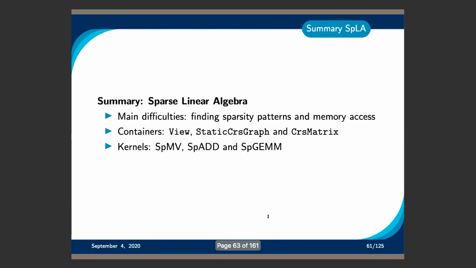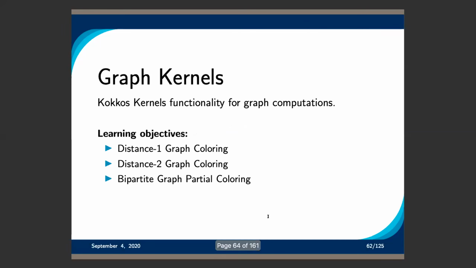Okay, and that's what I wanted to talk about for sparse linear algebra. So I'm going to summarize my section. The main difficulties of sparse linear algebra kernels are finding sparsity patterns and memory accesses related to sparse data structures. The containers we use to implement and support sparse linear algebra are views, static CRS graphs, and CRS matrices. And finally, the kernels themselves that I presented: sparse matrix-vector multiplication, SPADD, and SPGEMM operations. All right, now we're going to move on to the next section, which is going to cover graph kernels.